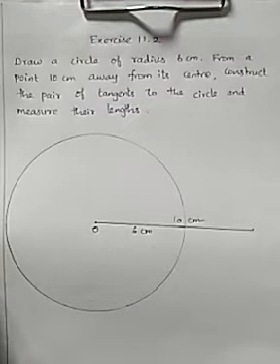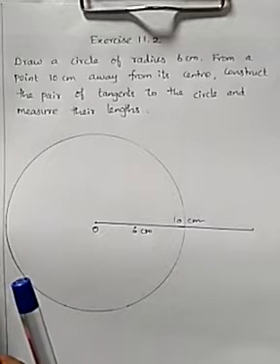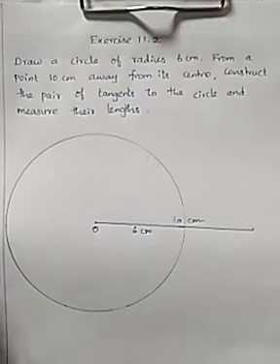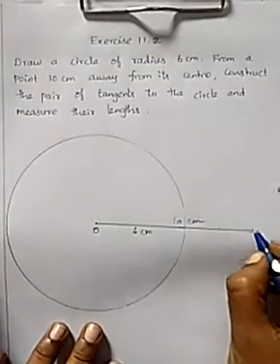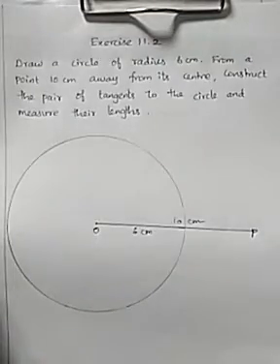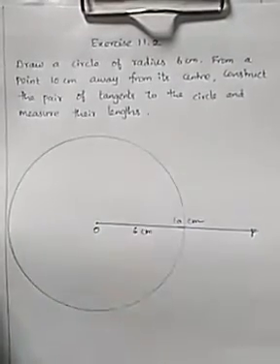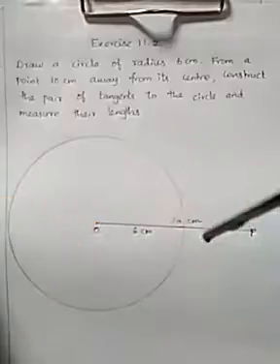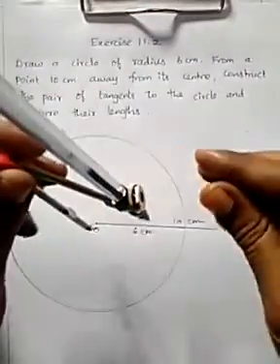Now you can draw a perpendicular bisector of this 10 centimeter line. See how to draw the perpendicular bisector. Now you can give the name P to the new point. Now OP equals 10 centimeter. Draw a perpendicular bisector. How to draw the perpendicular bisector?